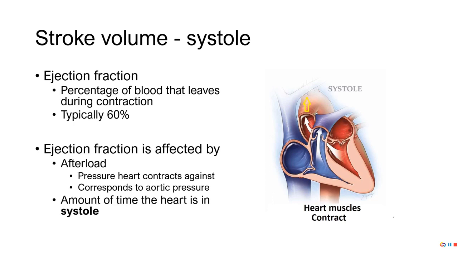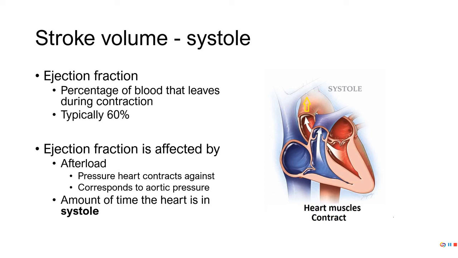And remember, afterload is the pressure the heart has to contract against. In order for blood to leave the ventricle, the ventricular pressure needs to exceed aortic pressure. So if a person has high afterload, that means the heart's going to have to generate more pressure, which means it's going to take longer for the heart to build up that pressure, to open it up. And so then there's going to be reduced ejection time.